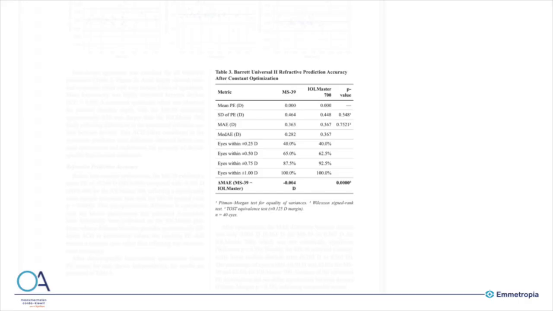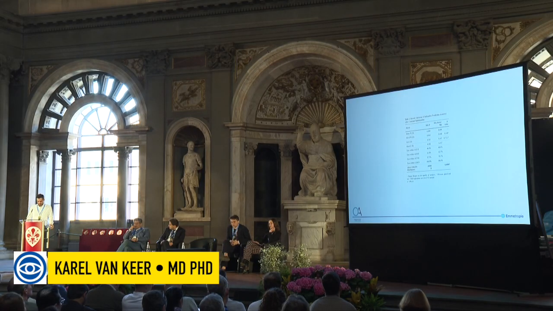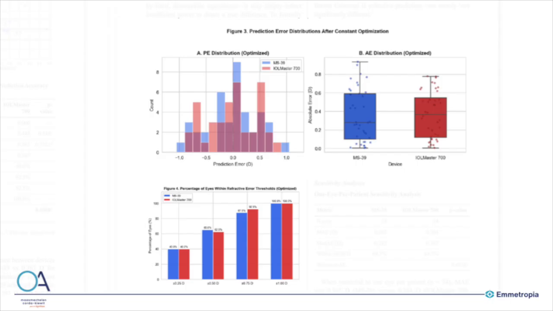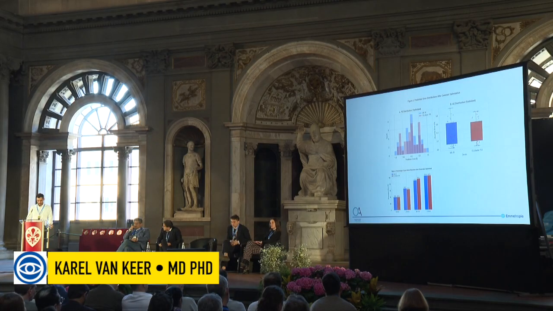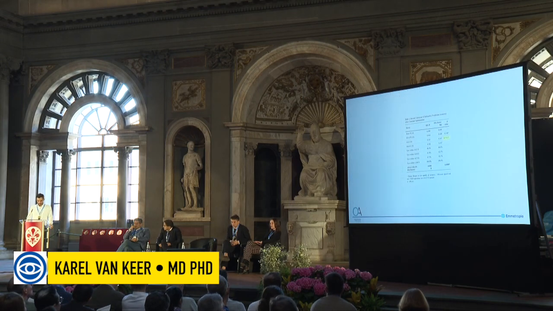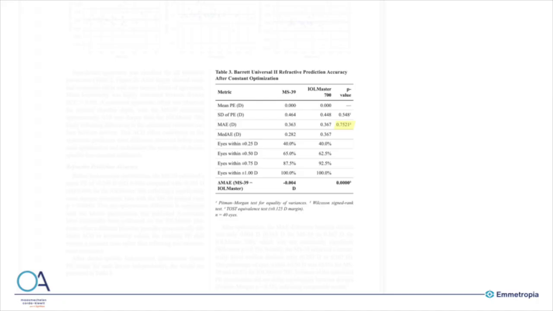Mean absolute error of 0.36 for both devices with a non-significant difference. The eyes within plus or minus 0.25, 0.5, 0.75 and 1 diopters are displayed here. And we see very comparable results between both the IOLMaster 700 and MS-39. As I said, no significant differences between the mean absolute error.